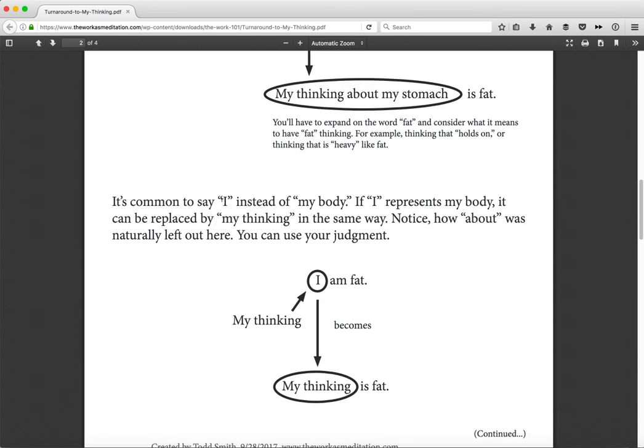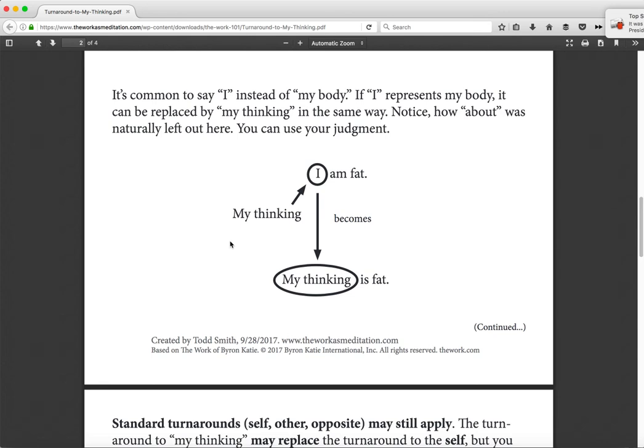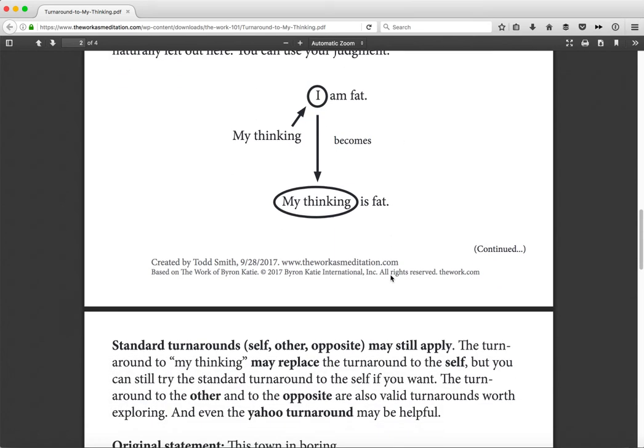Sometimes we say I instead of my body, like when you're talking about your whole body. A lot of us use the word just I to represent the body. And if that's the case, then you can still use this turnaround to my thinking. For example, instead of saying my stomach is fat, maybe I say I am fat. And we could turn it around to my thinking is fat, just by adding my thinking. And notice I didn't use the about. You don't always have to use about, but basically you're inserting my thinking.